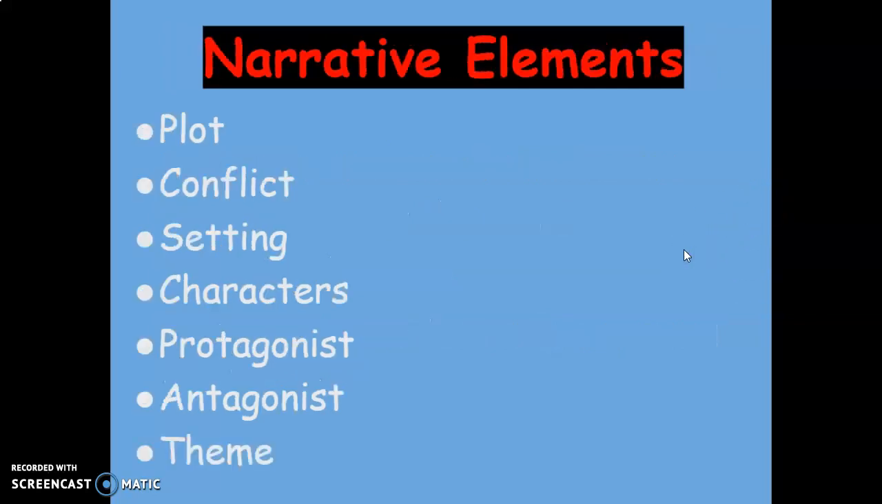Here's the elements we're going to go over. We're going to go over plot, conflict, setting, characters, protagonist, antagonist, and theme. These are the basic narrative elements. There are many more you can study if you want to expand your study, but you need to start at this foundation.